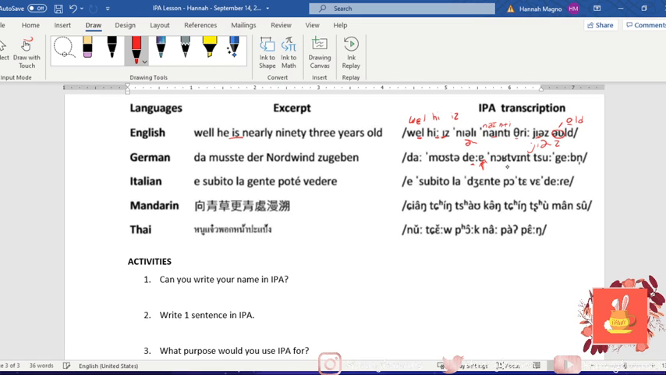And then Nordwind. This one's interesting. I've never seen this one. Geben. So as you can see, I'm struggling saying it, but if someone in German was to teach you how to pronounce it, this is exactly how they would do it. So on and so forth for Italian, Mandarin, and Thai.